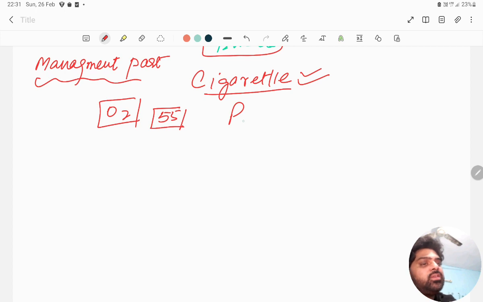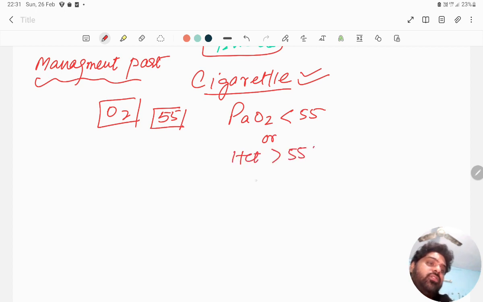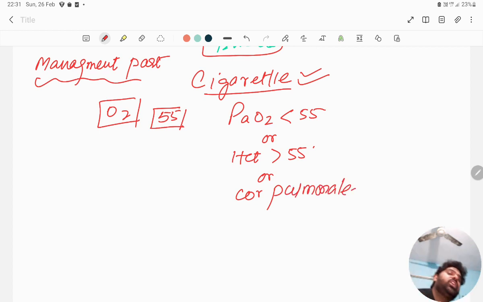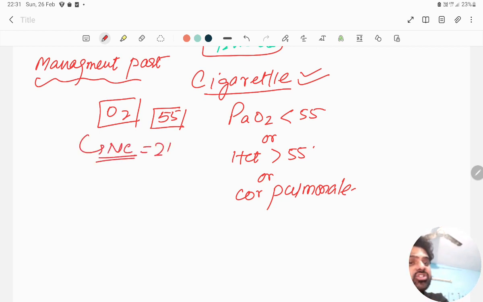A PaO2 of less than 55, or hematocrit of more than 55, or presence of cor pulmonale, these are the indications where you have to give oxygen therapy, and it has to be started through nasal cannula at 2 liters per minute. So you give oxygen therapy when PaO2 is less than 55, hematocrit is more than 55, and/or cor pulmonale.